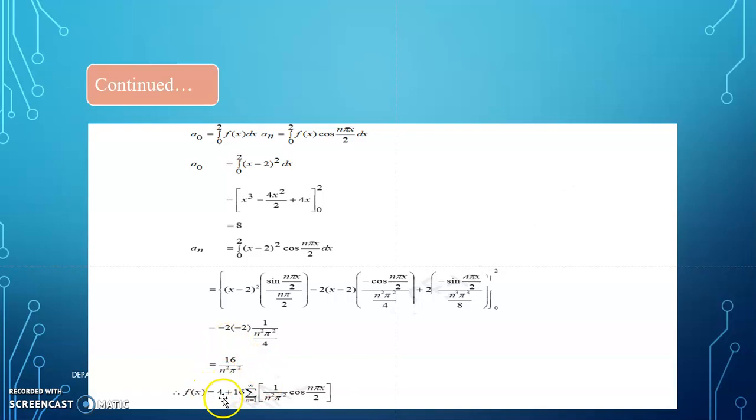So f of x is equal to, that is a naught by 2, a naught value 8, 8 by 2 we get 4, plus 16 into summation n is equal to 1 to infinity 1 by n square pi square cos n pi x by 2.